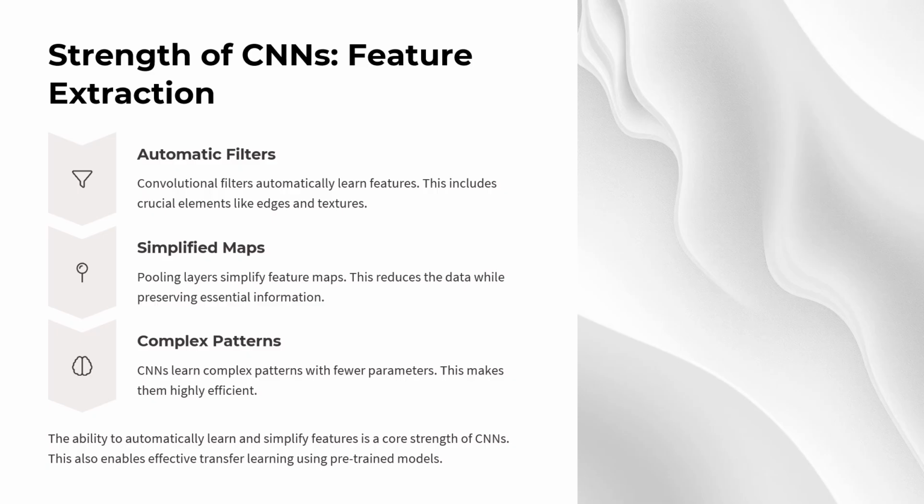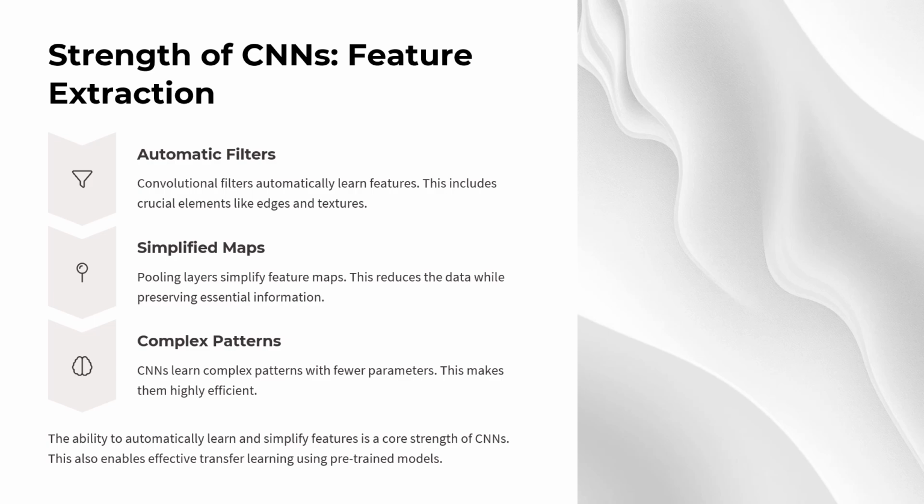Second one is simplified maps. Pooling layers reduce the dimensionality of the data. This creates simplified feature maps, preserving the important parts while discarding noise or redundant info. It helps reduce computation without losing key features.